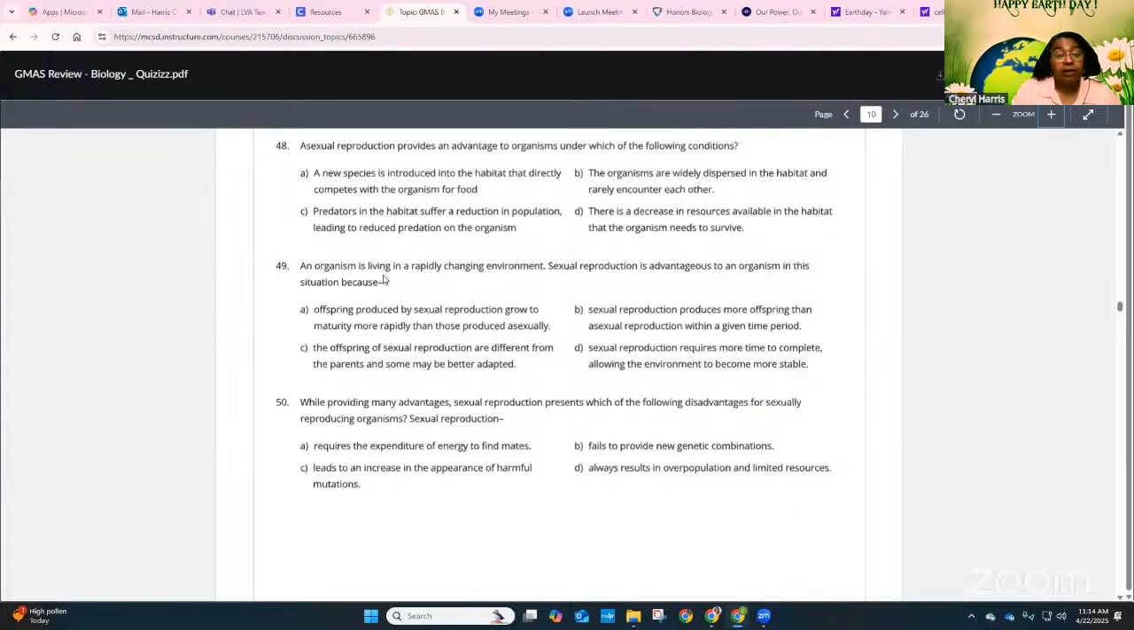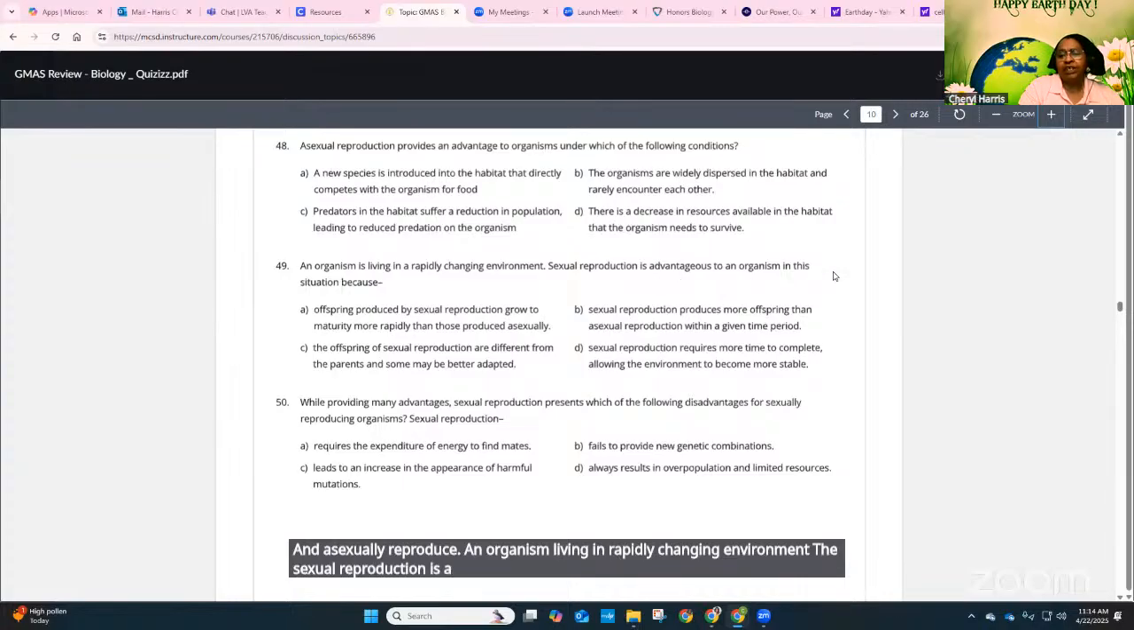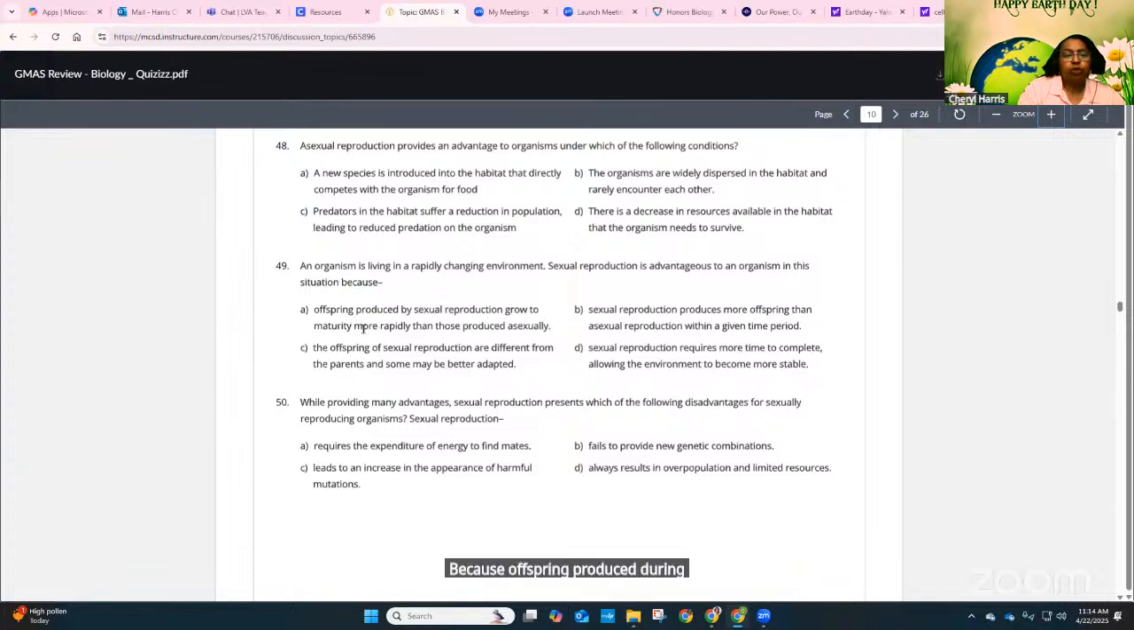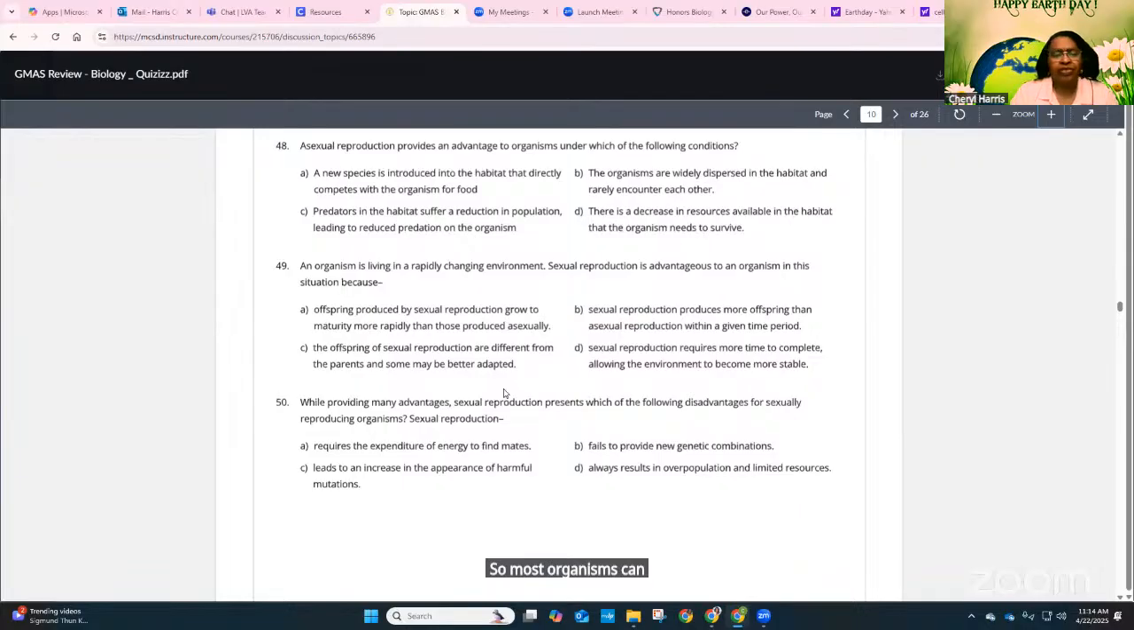All right, an organism living in a rapidly changing environment, the sexual reproduction is advantageous to the organism because offspring produced during sexual reproduction grow to maturity more rapidly than those produced asexually. If you remember back, there's a cell cycle, and that takes time. Then you have to go through mitosis and meiosis for that cell cycle. So most organisms can reproduce sexually faster than that.